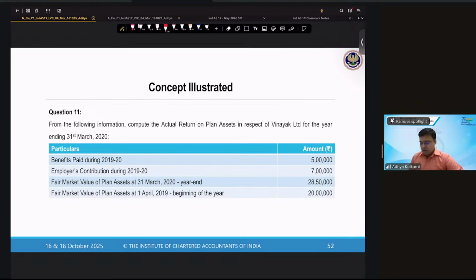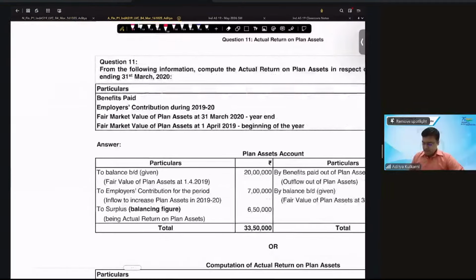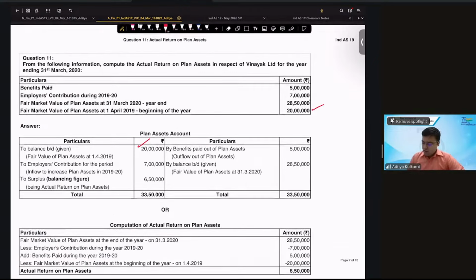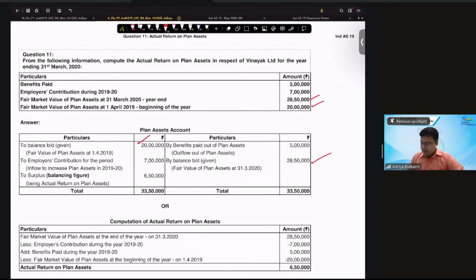All right. So from the following, compute the actual return on plan assets of a company for the year ended March 2020. Benefits paid, employer's contribution, fair market value at the end, fair market value at the beginning. Straightforward here, nothing else is to be done. See, fair market value at the beginning is 20 lakhs. This will always be at fair value. Closing balance is 28 lakh 50. Straight T form accounting.